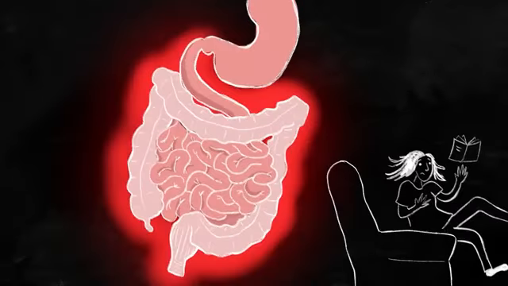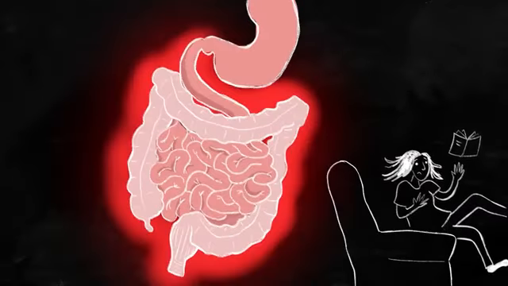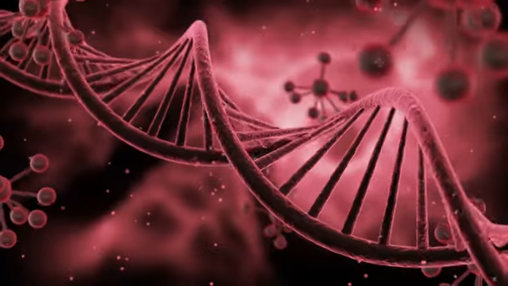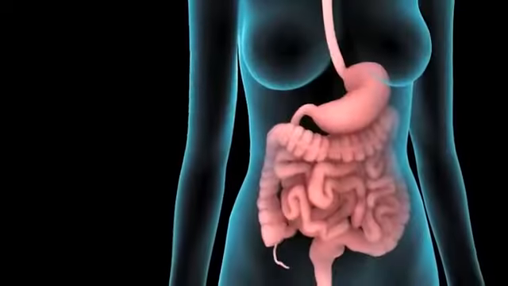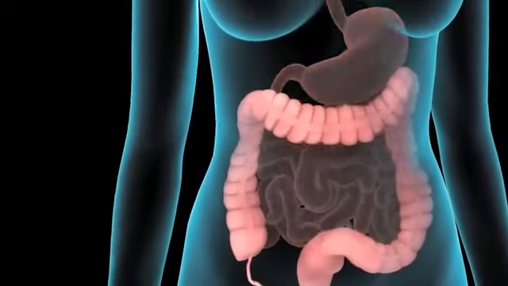Age. Most people receive a diagnosis at around 20 years or after 60 years of age. Ethnicity. People of Jewish descent seem to have a higher risk of ulcerative colitis than other ethnic groups. Genetics. People with a close relative who has ulcerative colitis have a higher risk of developing it themselves.